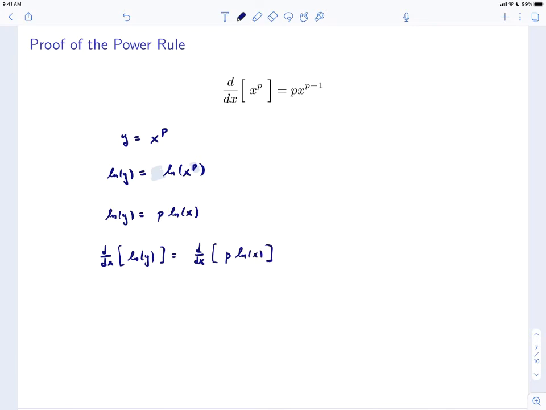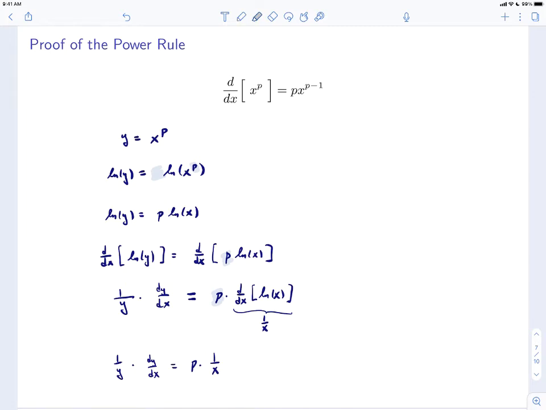On the left, we have the derivative of a natural logarithm, so that's going to be 1 over whatever was inside, times the derivative of whatever's inside, just using the chain rule. And this will equal p times the derivative with respect to x of ln of x. Remember that p is a constant, so we can just take it out. So now we have p times the derivative with respect to x of ln of x, but that's just 1 over x. So what do we have? We have 1 over y times dy dx is equal to p times 1 over x.